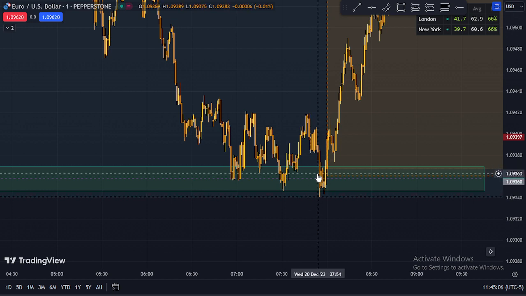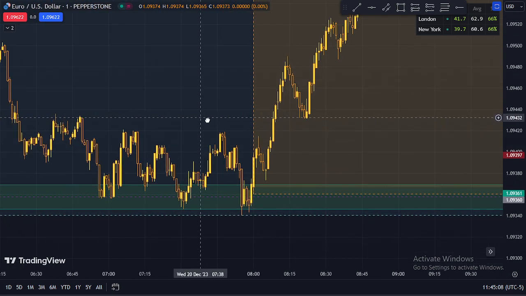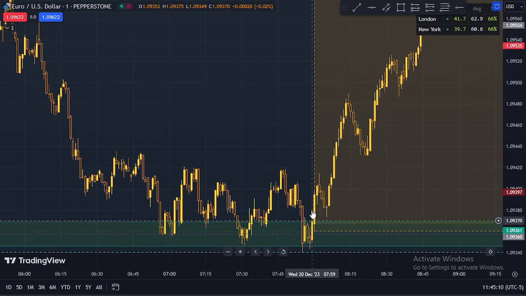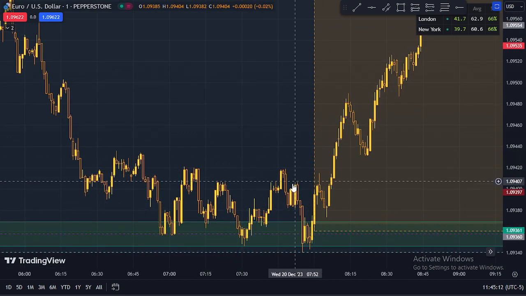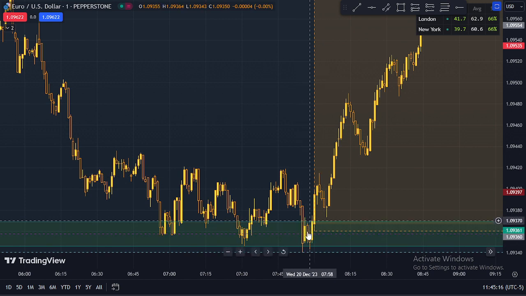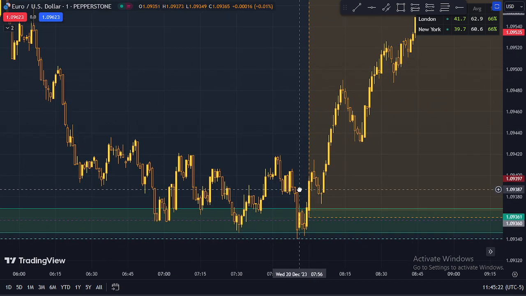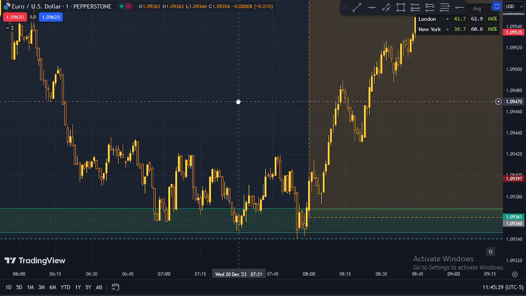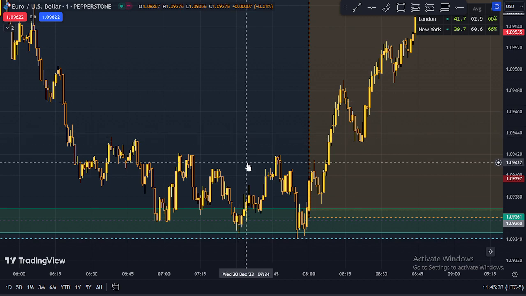So we had, as you can see, a market structure shift right here. As you can see, we had this high being taken out right there. Also, we could say we had this swing high being taken out, and then we had this fair value gap. So you could have placed your entry right there and anticipated a run higher into the buy side that was residing above.